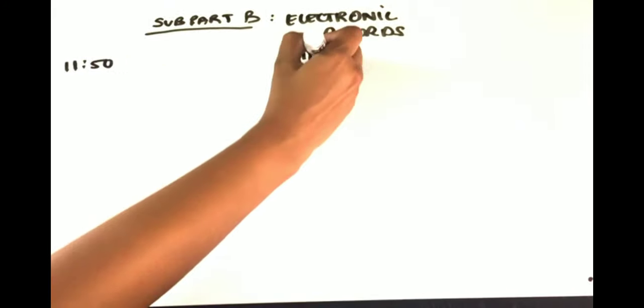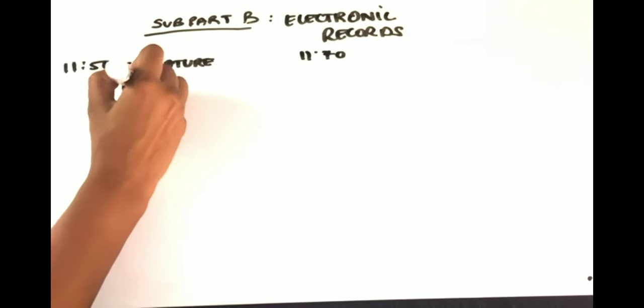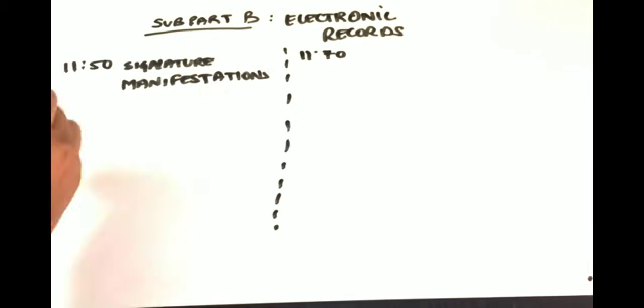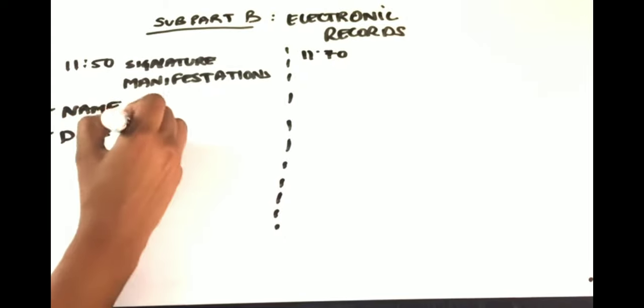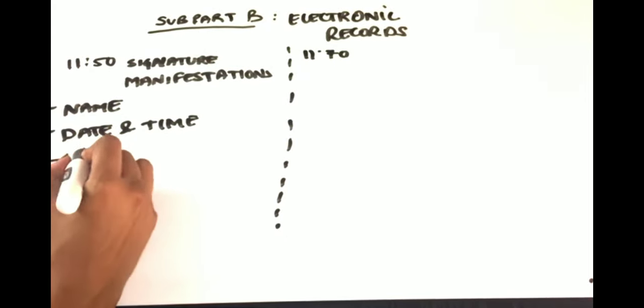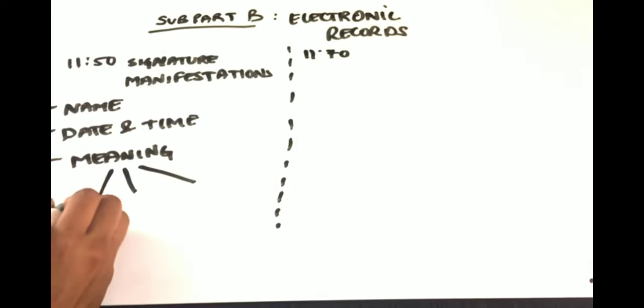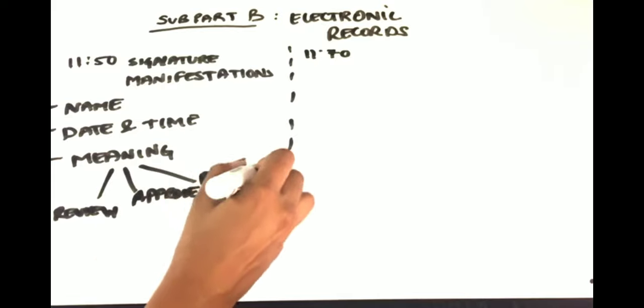Subpart B, Electronic Records 11.50 discusses signature manifestations, in that all electronically signed records should clearly indicate at a minimum the following: printed name of the signer, date and time of when the signature was executed, and meaning, whether it was a review, approval, or a rejection associated with that signature.